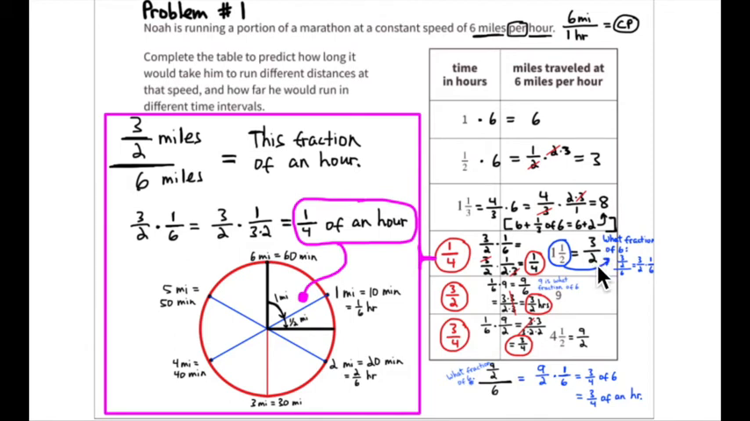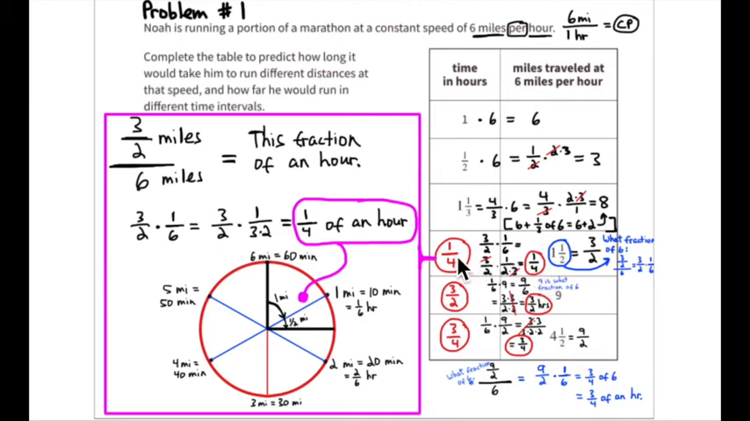So this is 3/2 out of 6 miles. Well, what's 3/2 times 1/6? They're divided by 6. 3/2 times 1/6, so that's 2 times 3. These 3's cancel, and you're left with 1/4.